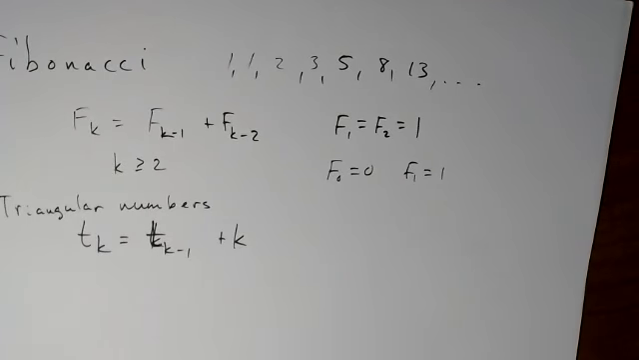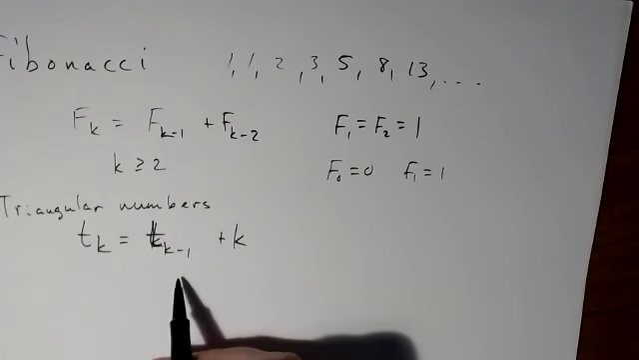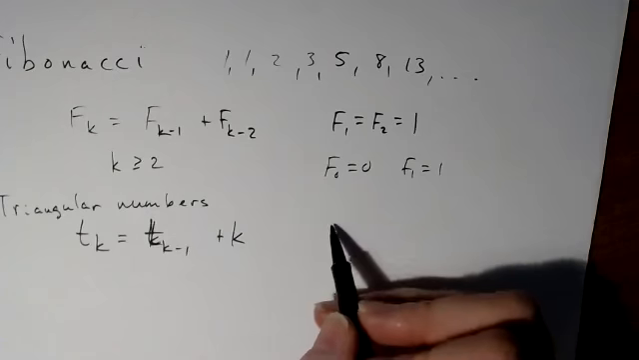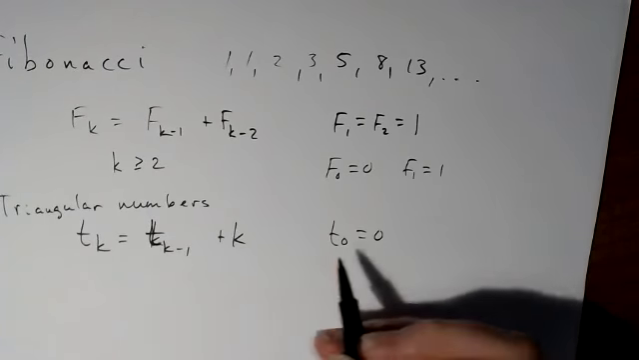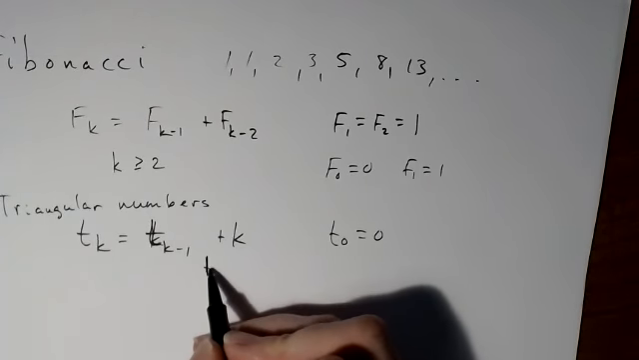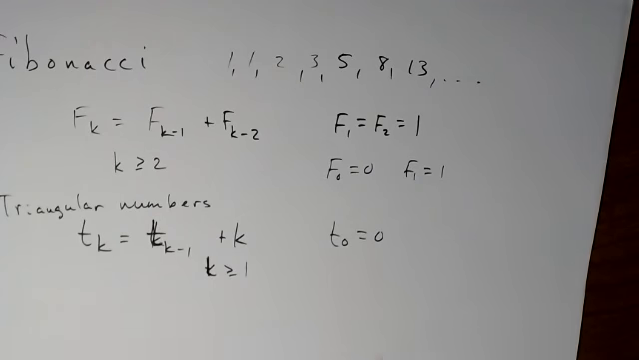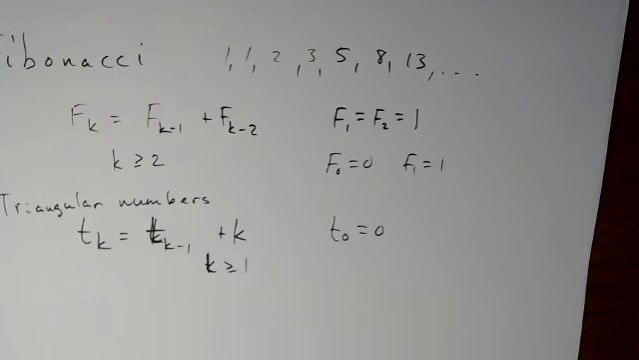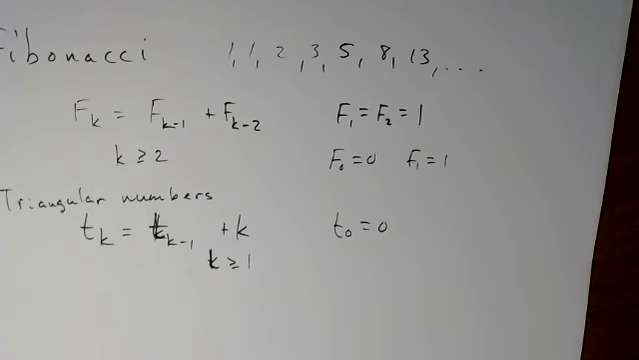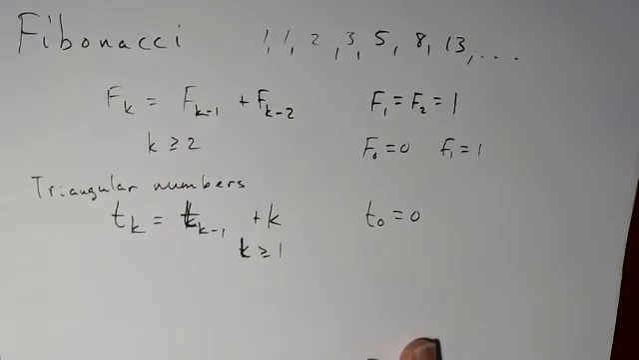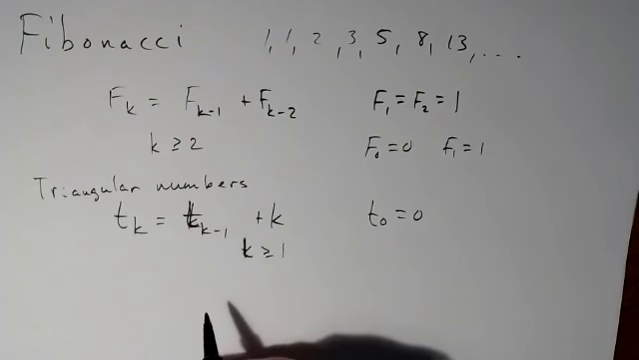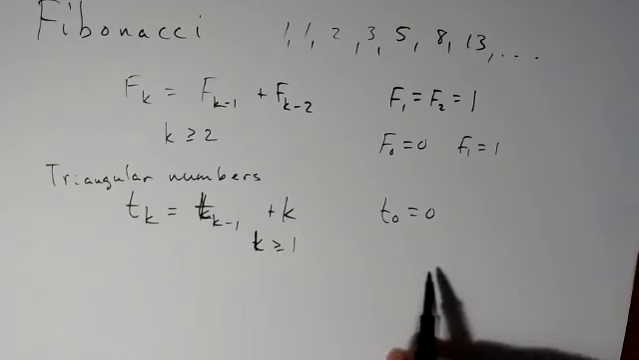So we're starting now to talk about the triangular numbers, which solve the relation t_k equals t_{k-1} plus k, and t_0 equals 0. This is, of course, for k greater than or equal to 1. We're going to find a closed form for this, but first let's just list a few.